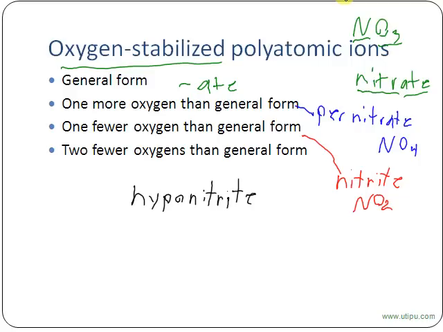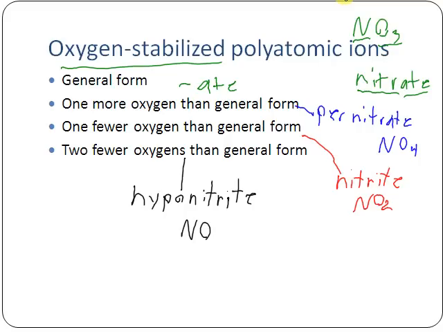The "ite" indicates that it's losing stuff. The "hypo" indicates it's losing more than just one. And so this would just have a formula of just NO, and that's going to be what you have when you have 2 fewer. So the general form that's on your polyatomic ion sheet always ends in "ate".